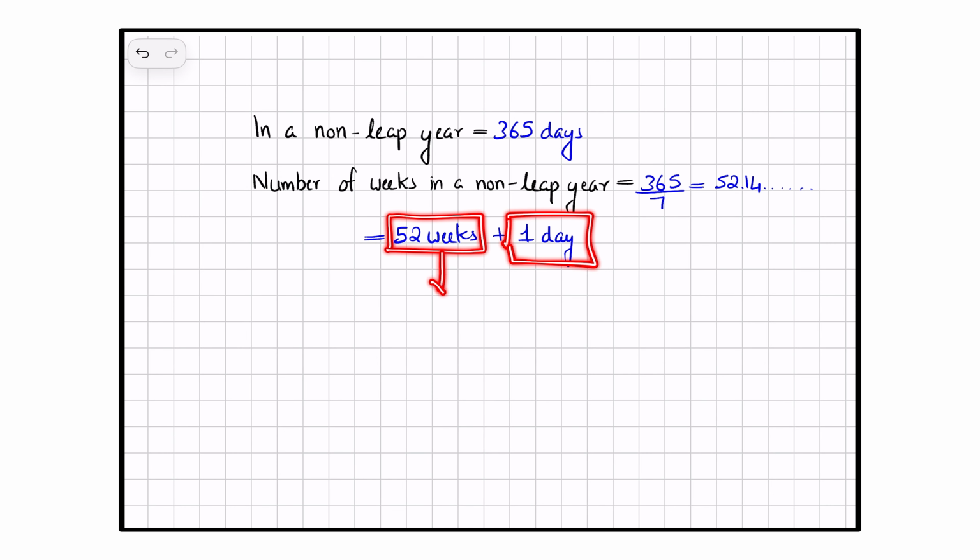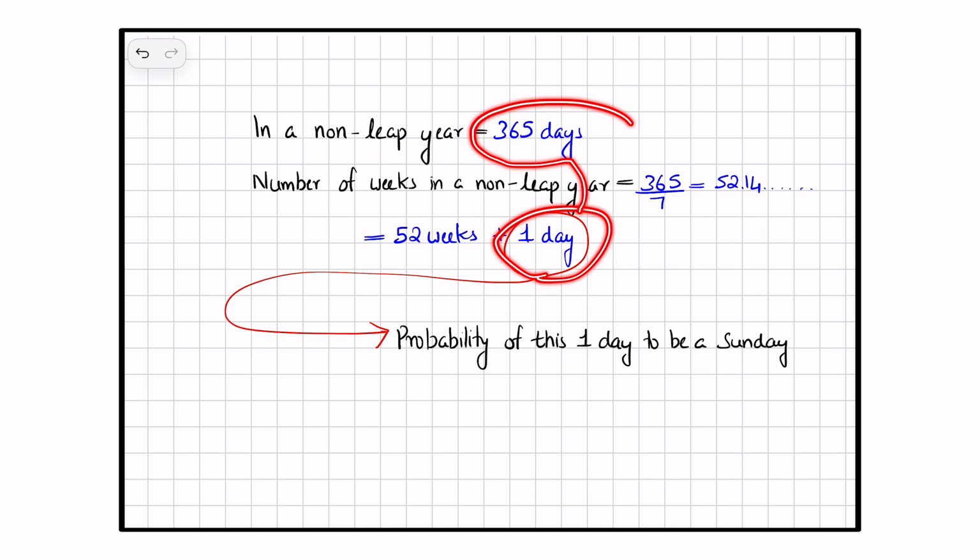So in 52 weeks, we definitely have 52 Sundays. Now the question is about this 1 day. What could be this day? It can be any of the 7 days in a week. So we have 1 day out of 365 days, for which we do not know whether it will be a Sunday, Monday, Tuesday or whatever.